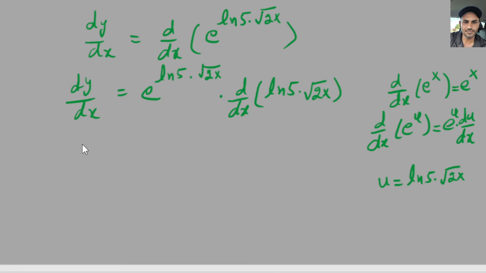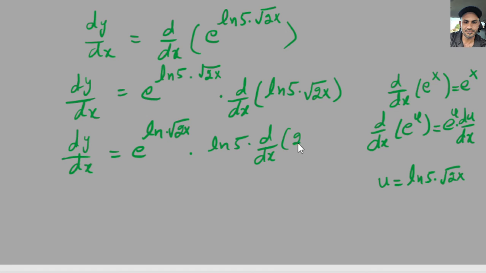Okay, so now in the next step, we have e to the ln of 5 times the square root of 2x. We can pull this ln of 5 out of the derivative. It's multiplying with the square root of 2x. Since it's a constant, we can pull it out of the derivative. So we get ln of 5 times d over dx of, for the square root of 2x, I'm going to write it as 2x to the 1/2. So what I did, I substituted the exponent for the square root here.